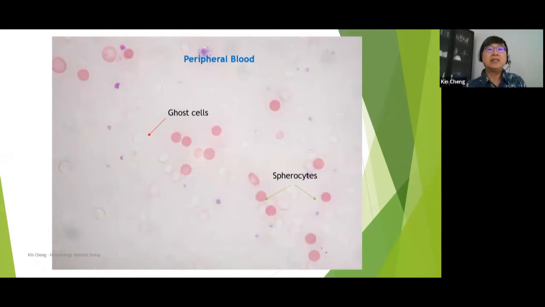But another thing that is not as obvious is the spherocytes. Now, this is a normal red cell, right? You can see the center pallor. That's what a normal red cell looks like. But the abnormal red cells are these ones, with lots of hemoglobin and no central pallor. This is what we call spherocytes, right? So she realized that there are ghost cells, spherocytes, and also the red cells are low.